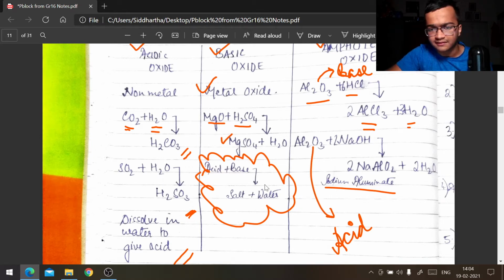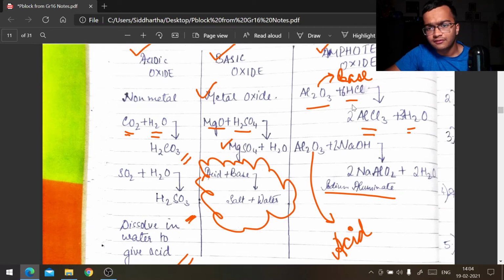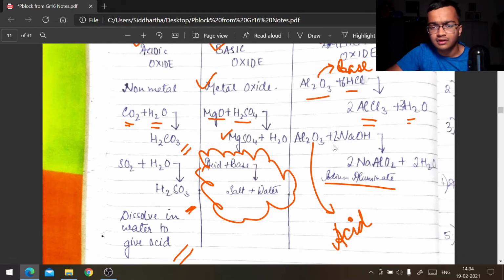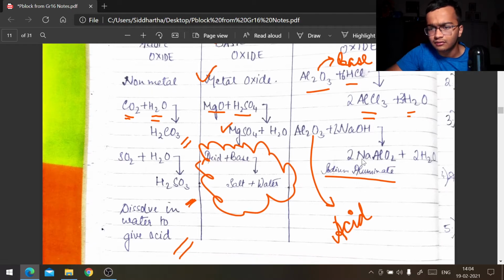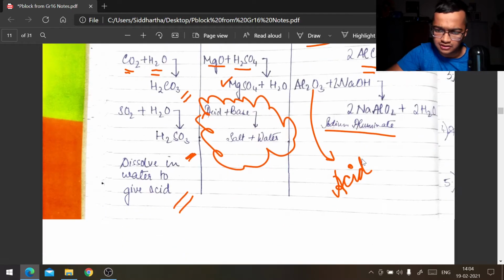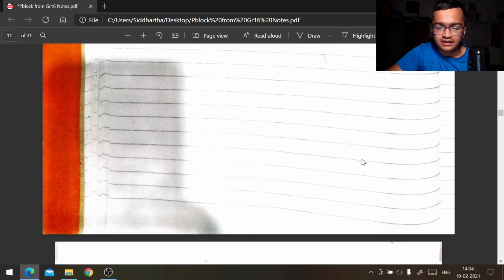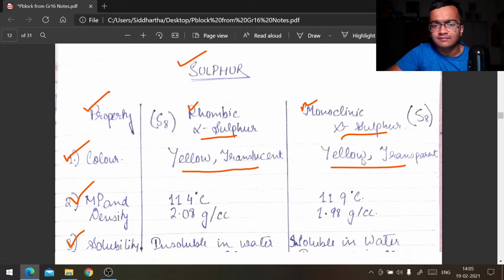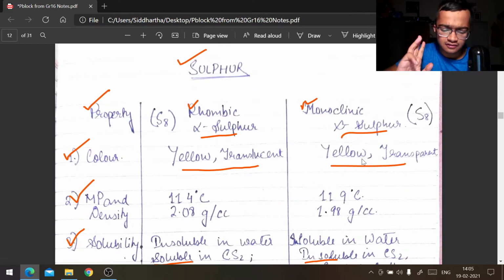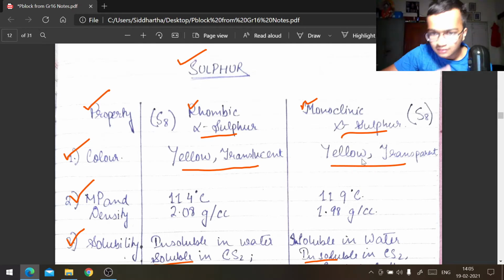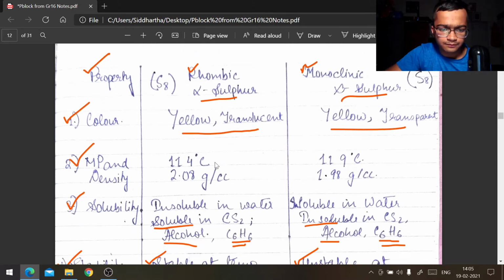So acid plus base gives salt plus water. And when you take an amphoteric oxide, here Al2O3 is acting as a base when you take a strong acid, giving AlCl3 plus 3H2O. And when with Al2O3 we take a strong base NaOH, it gives sodium aluminate NaAlO2 plus H2O. Here it is acting as an acid. Coming to sulfur, there are two kinds of sulfur. Actually, there are three kinds of sulfur, but in our syllabus there are two kinds of sulfur, right?